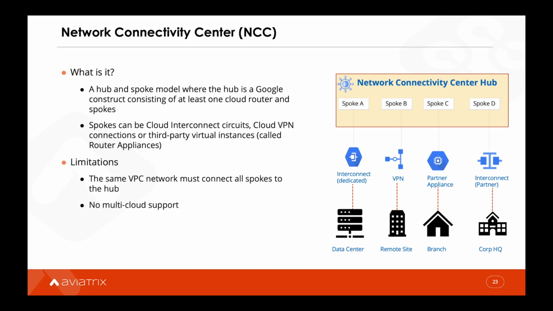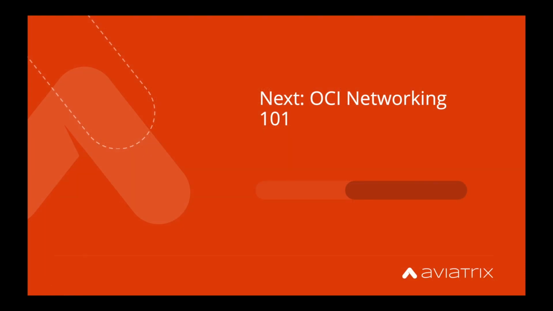There are some limitations with this design. The same VPC network must connect all spokes to the hub, and this service is not multi-cloud. Next, we will cover OCI Networking 101.